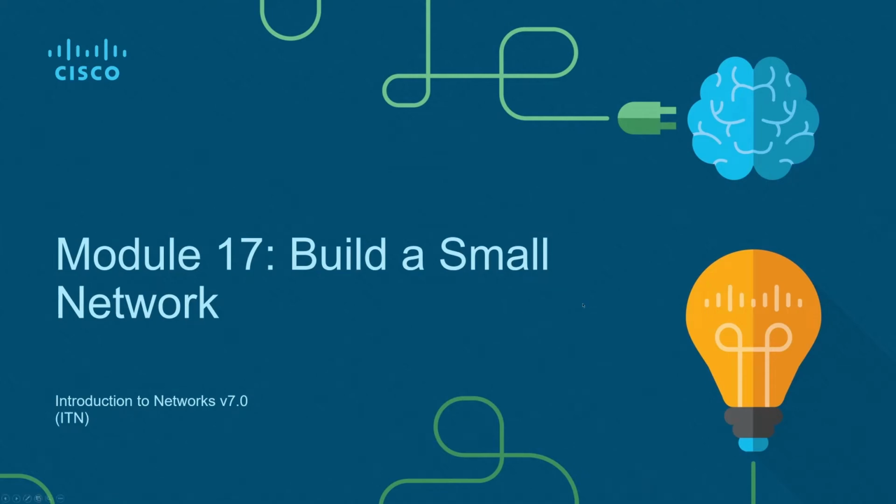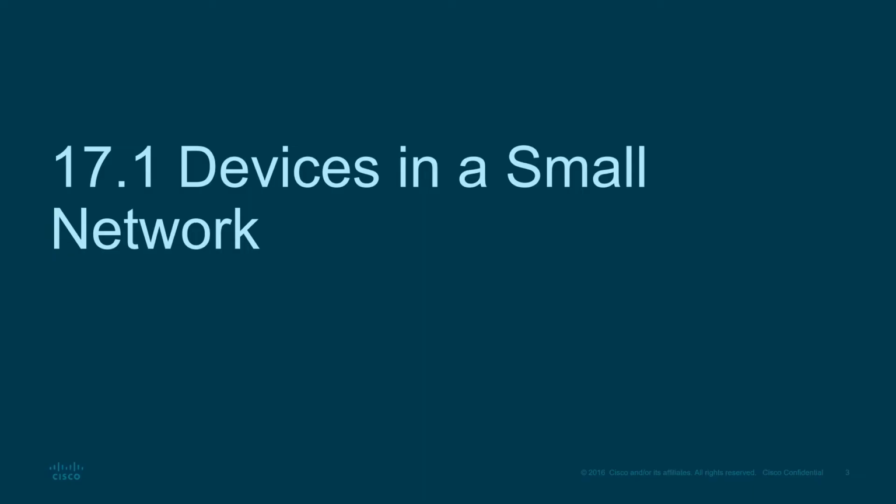This is Module 17, Building a Small Network of the Cisco Networking Academy, Introduction to Networks, version 7.0. First, we need to talk about the devices that would be in a small network. Now, you must remember that in a small network, we use the same principles that we would use building a larger network.